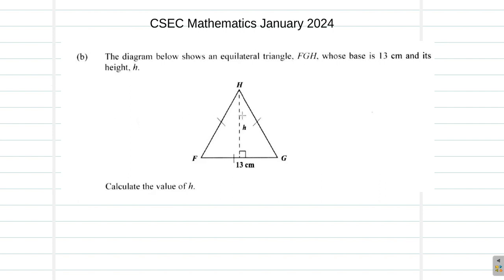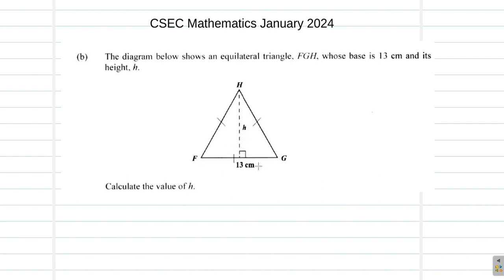The diagram below shows an equilateral triangle FGH whose base is 13 centimeters, with height H. Calculate the value of H. Remember, you must sit down and watch the whole video, but try the questions before you watch the video. So let's see how this goes.